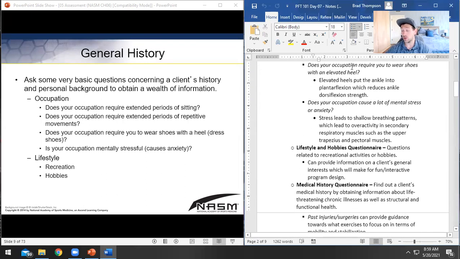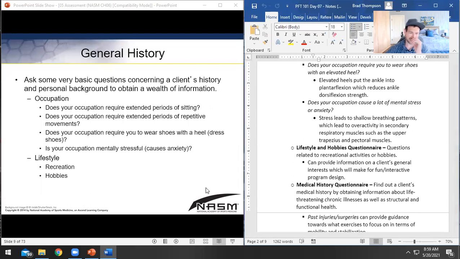Does your occupation require you to wear shoes with an elevated heel? That's actually an important question, because we know that elevated heels put you into plantar flexion. You're basically pointing your toe away all day. And so your calf muscle is in a shortened position and your anterior tibialis is in a lengthened position. Now you have spent all day messing up your length-tension relationships. And so suddenly your client's really good at plantar flexion and they really struggle with dorsiflexion.